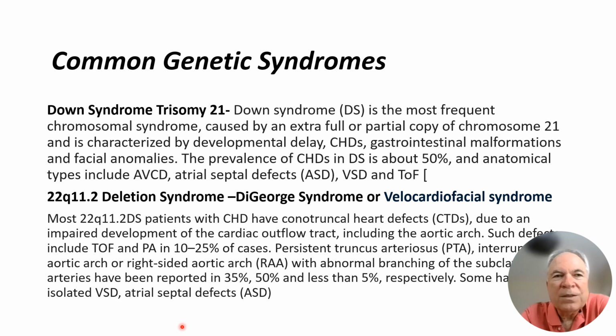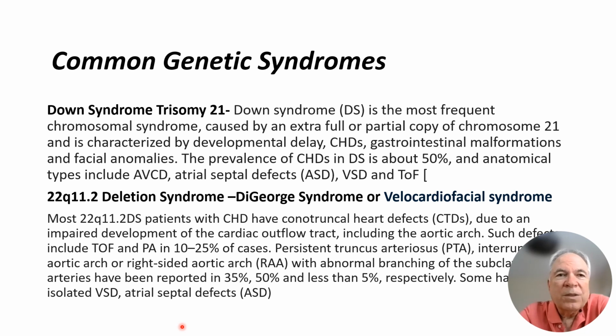Another syndrome that's associated with cardiac defects is DiGeorge syndrome, which has a number of names. It's the 22q11.2 deletion syndrome. Some people call it velocardiofacial syndrome because there are so many different defects, and there's a very, very wide range of defects associated with DiGeorge syndrome. Some are mild and some are very severe.